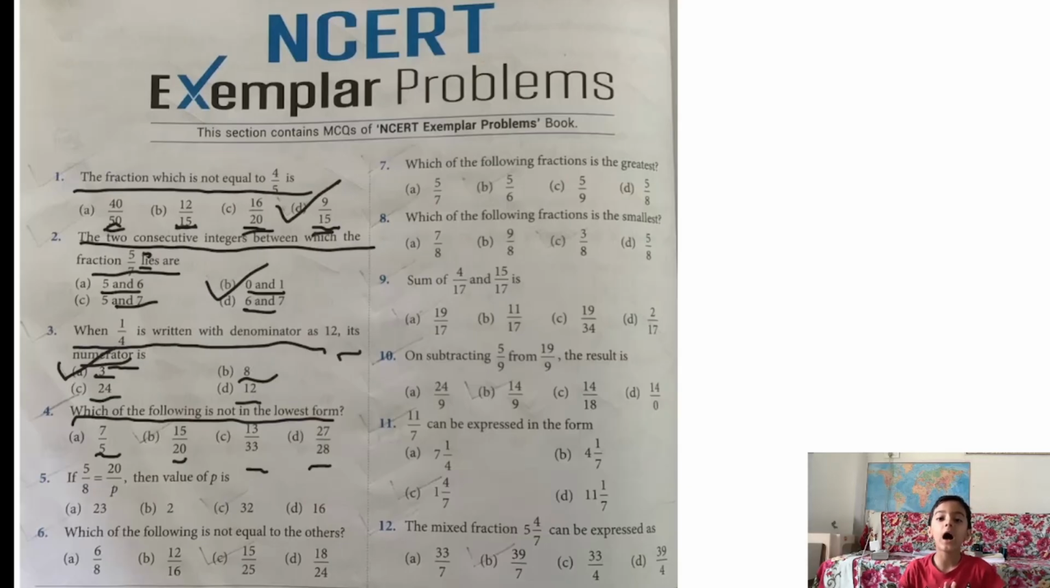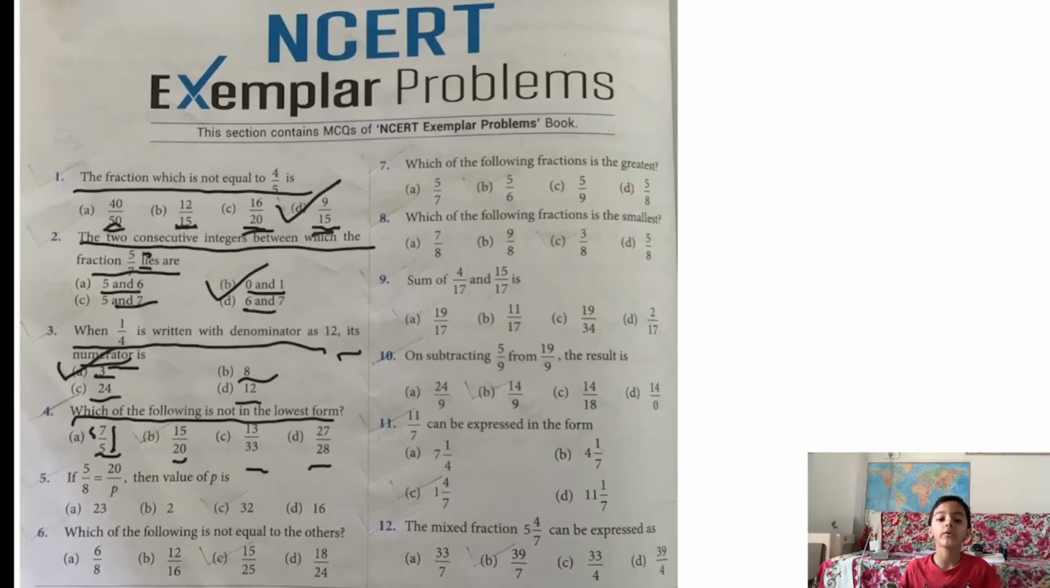Here we have to find out which fraction is not in its simplified form. Let's start with the first option, which is 7 by 5. Here we cannot simplify 7 by 5 with any same number with the numerator or denominator. So 7 by 5 is already in its simplified form.